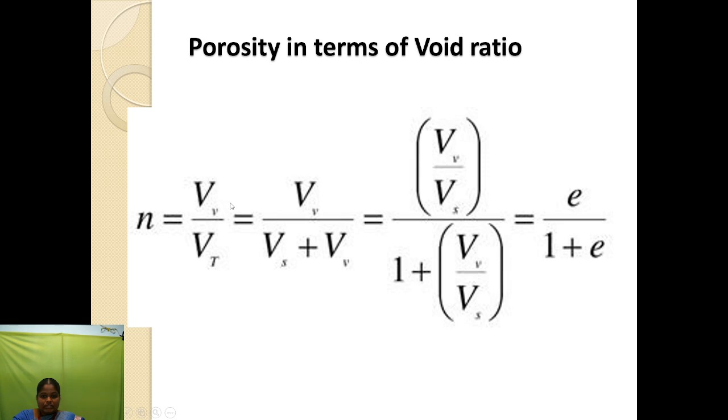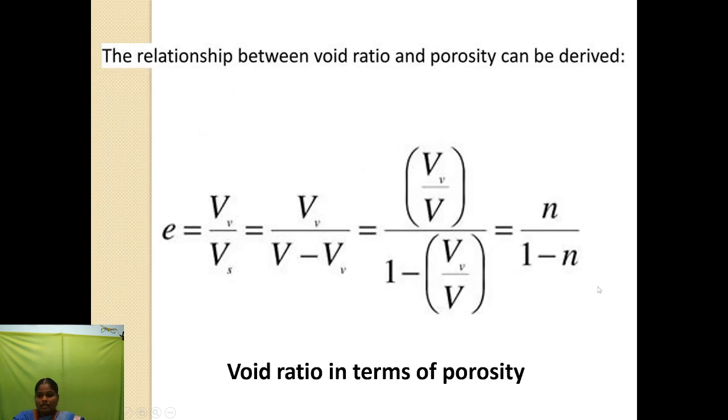Next is the relationship between porosity and voids ratio. The porosity is expressed as η equals e divided by 1 plus e, that is, volume of voids to total volume, times 100, and the voids ratio is e equals η divided by 1 minus η. So voids ratio and porosity are interrelated soil properties.